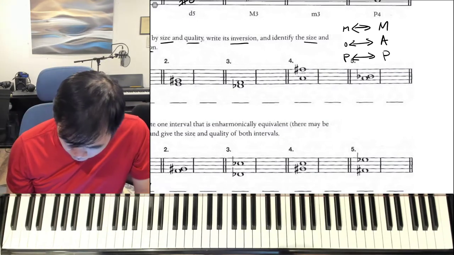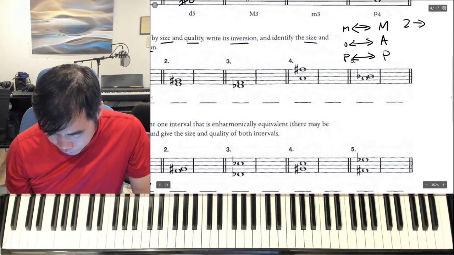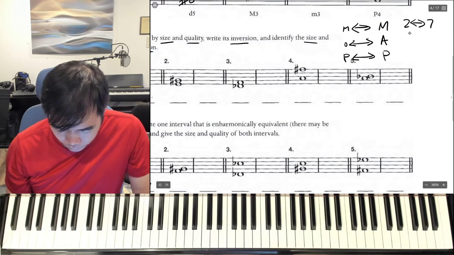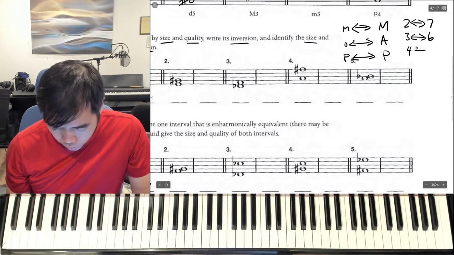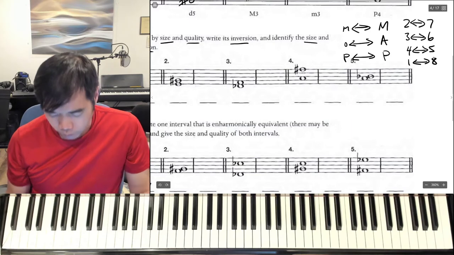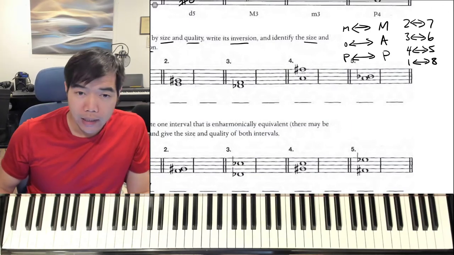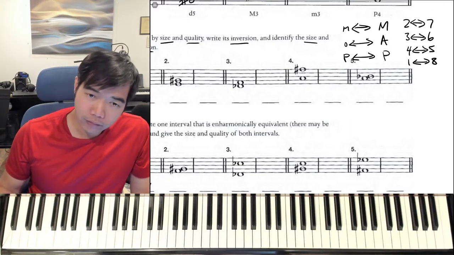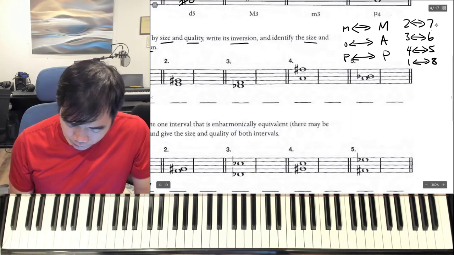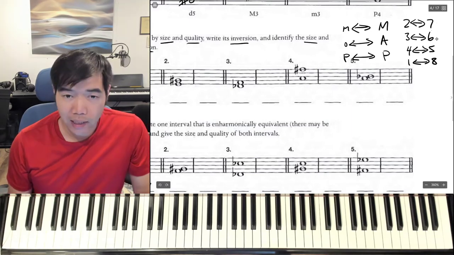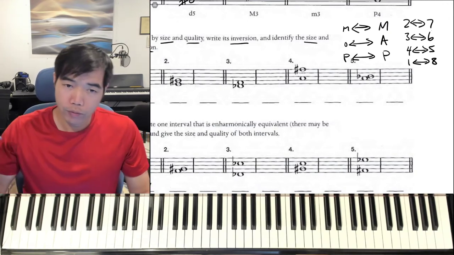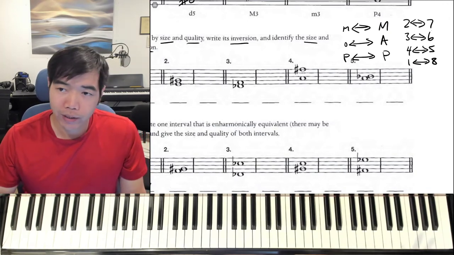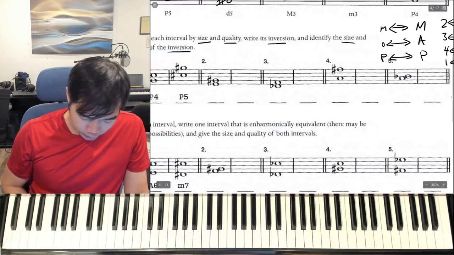Now, when you invert a second, you end up with a seventh, and vice versa. A third inverts to a sixth, and vice versa. A fourth inverts to a fifth, and vice versa. A unison inverts to an octave, vice versa. If you add all of these numbers together, 2 plus 7 is 9. 3 plus 6 is 9. 4 plus 5 is 9. 1 plus 8 is 9. So inversions always add up to 9. If you ever forget, just use that trick to remind yourselves.